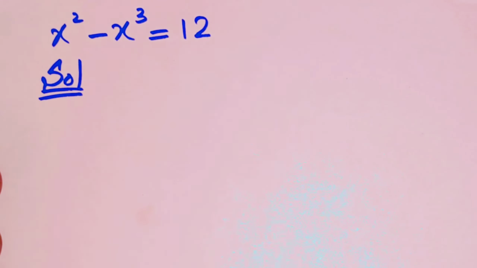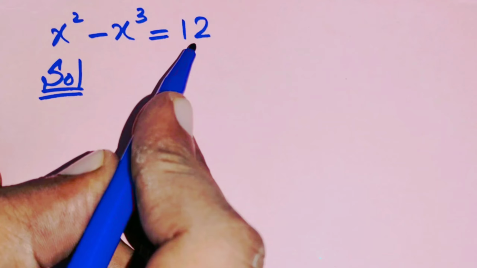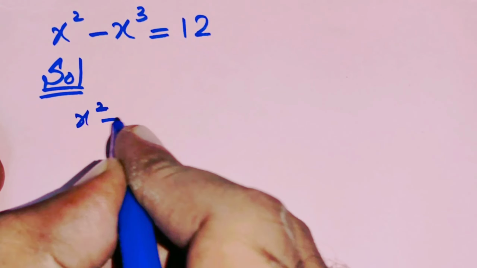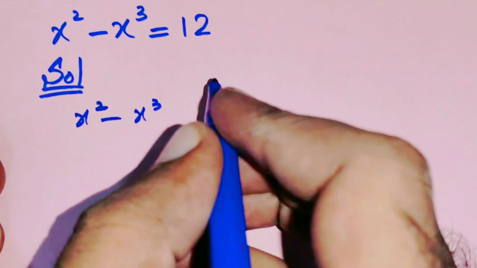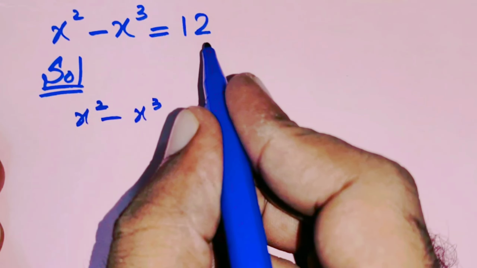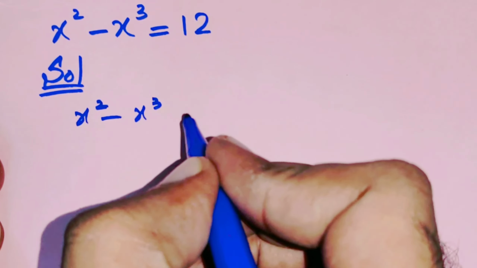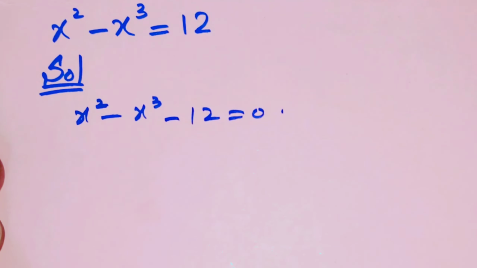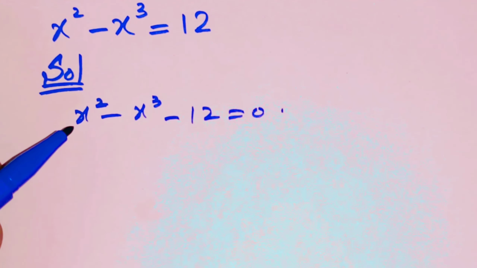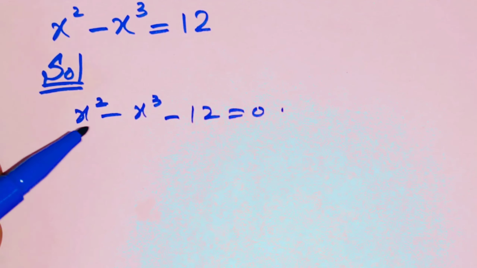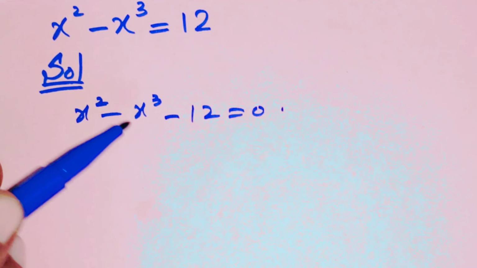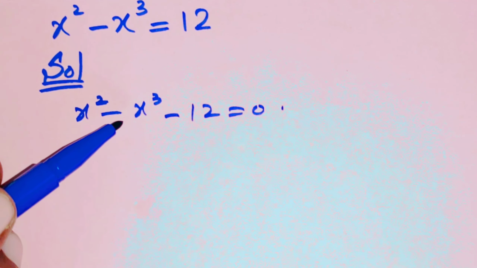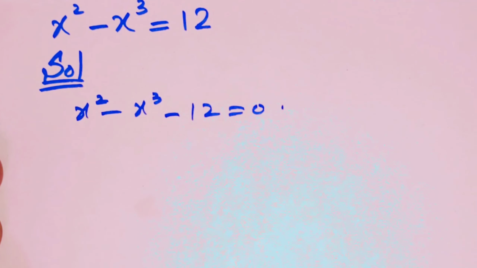So let's move this constant number 12 from the right to the left hand side. So it will be x square minus x power 3. This plus sign of 12 will go to the left hand side and its sign will change from plus to minus. So minus 12 equals 0. Here we have a square term first, so we will move this cube term to the front, then keep the square term in the middle, and in the last we will have the constant term.